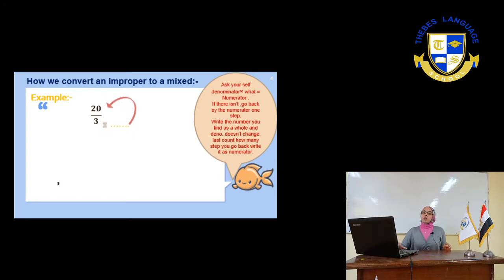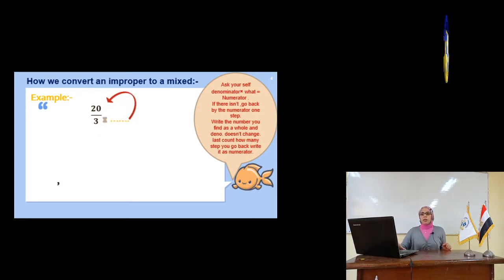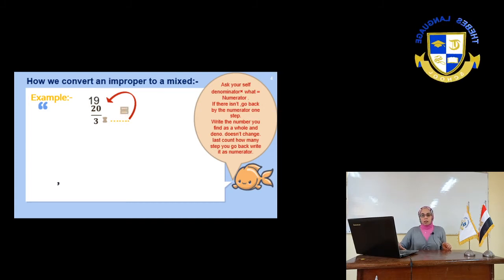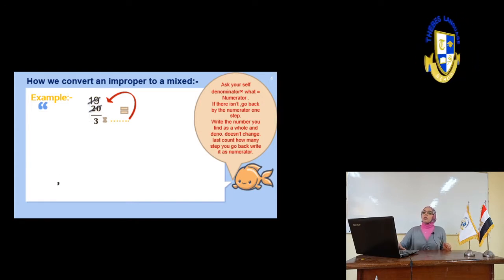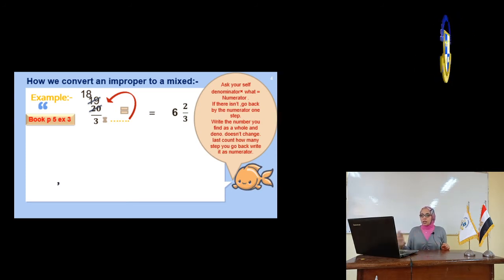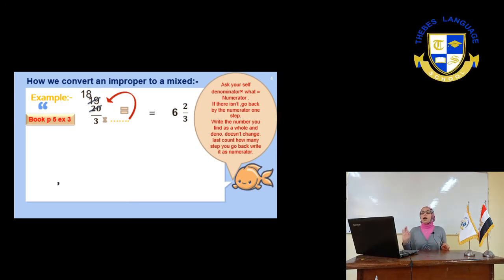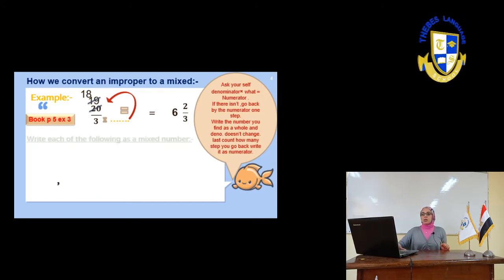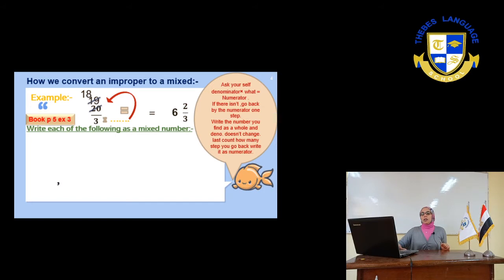3 times what equals 20? We haven't in table 3 any number times 3 equal 20. So go back one step. It will be 19. 3 times what equals 19? There is no. Go another step. It will be 18. 3 times what equals 18? 3 times 6. So the whole number will be 6. And the denominator doesn't change. It will be 3 as it is. And now count how many steps you went back. We went back by 2 steps. So it will be 2 in the numerator. So the mixed number will be 6 and 2/3.